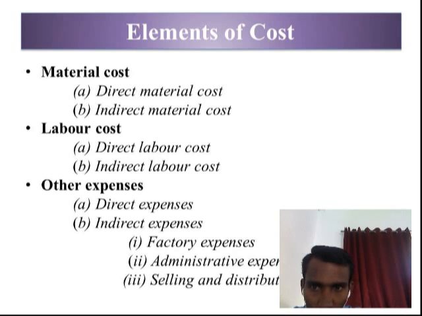Next, another one, labor cost. Labor cost also has two conditions. First one, direct labor cost, another one, indirect labor cost. Then other expenses. Other expenses means direct expenses and indirect expenses. Indirect expenses are further classified into factory expenses, administrative expenses, selling and distribution expenses.